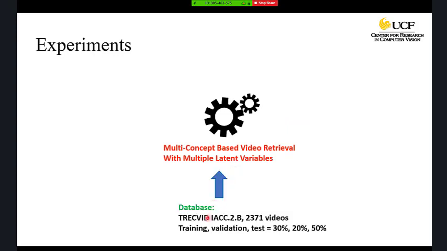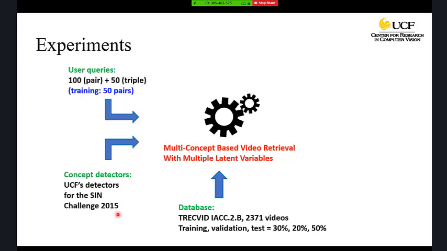So for our experiments, we use the TRECVID dataset, which has more than 2,300 videos, and we split it into training, validation, and test. And we use UCF detectors for the TRECVID 2015 challenge as our independent concept detectors. We use 50 pair queries to train the system, and 100 pair concepts and 50 triple concepts to test the system.